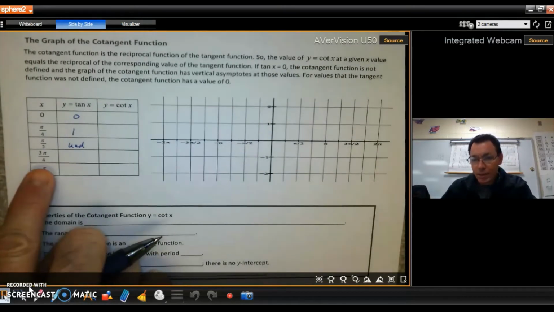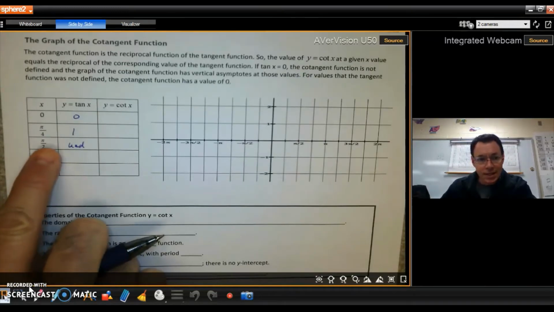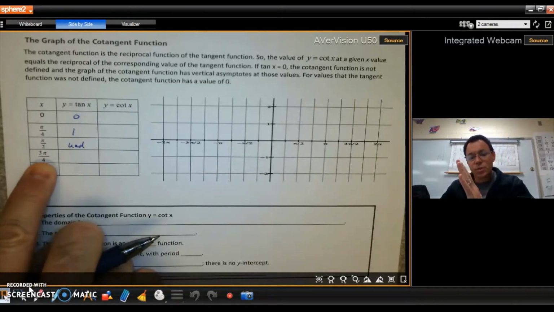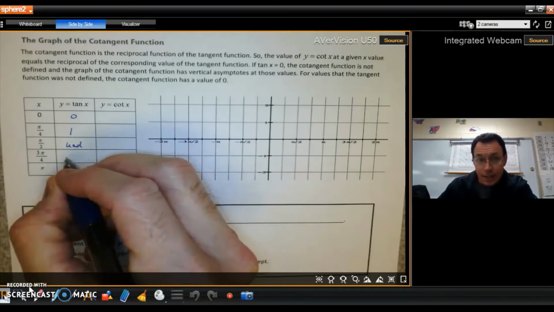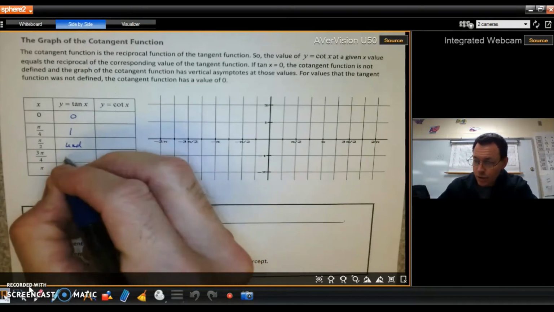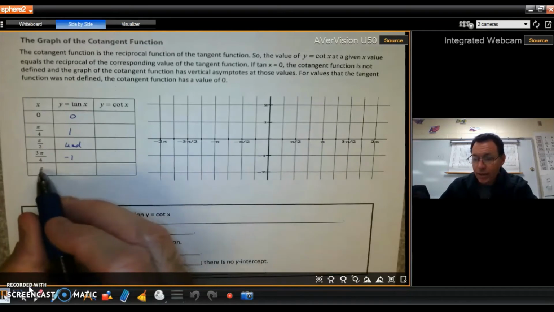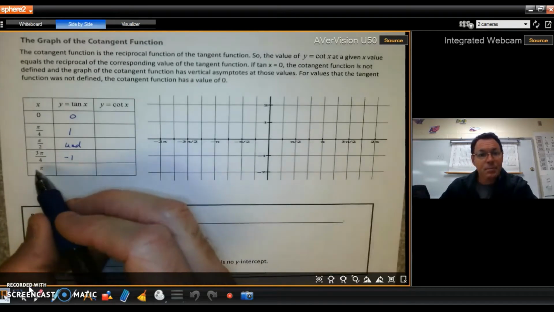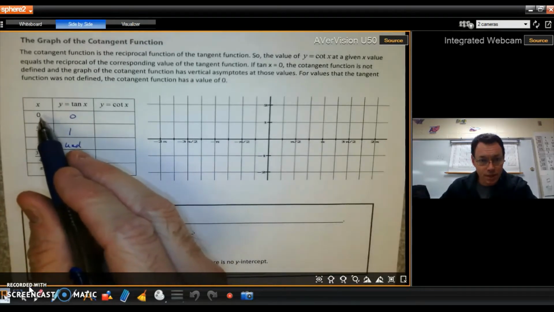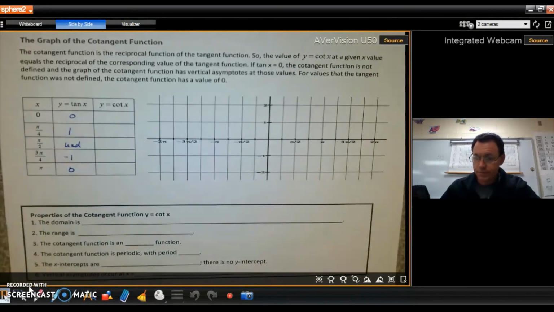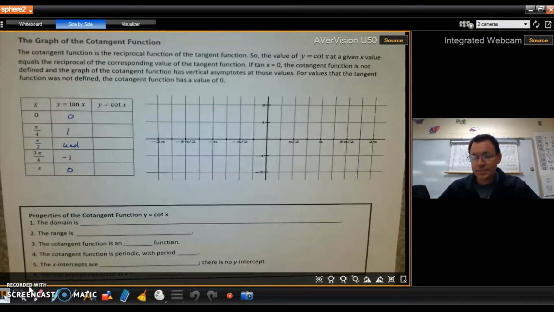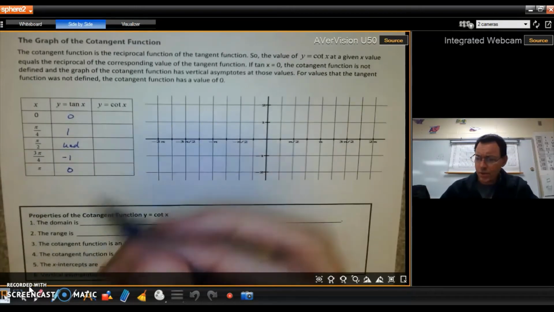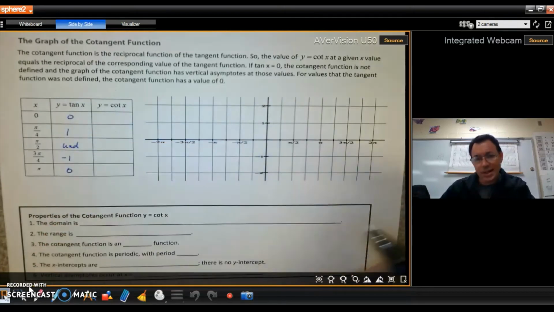Now, 3 pi over 4 has the exact same reference angle as pi over 4, but we're in quadrant 2, and as you slide into quadrant 2, it becomes negative. So tangent is negative in quadrant 2, and that's going to be a negative 1. And pi also has a reference angle of 0, so that's also going to be a 0. So for the values I chose, from 0 to pi, our tangent values go from 0 to undefined and then back to 0.